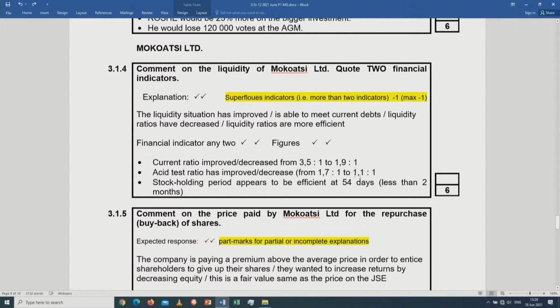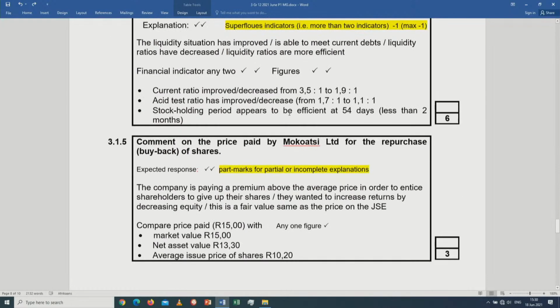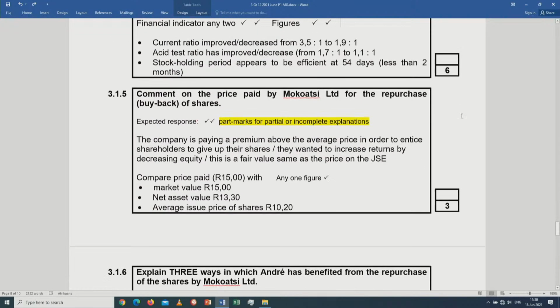This one decreased from that to that. Stock holding period efficient at 54 days, less than 2 months. So the liquidity situation has improved. So we need explanation, general comment for 2 marks, quoting current ratio 1 mark, quoting asset test ratio 1 mark, quoting the trend in terms of figures 1. So a learner can get 4 marks by just quoting the financial indicator with the trend, asset test with the trend, and so on. And a general comment must also be marked separate to earn 6 marks.